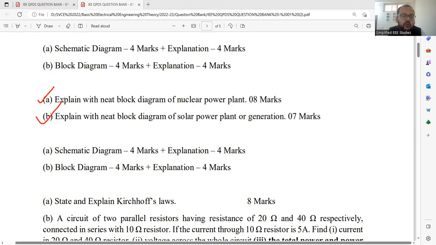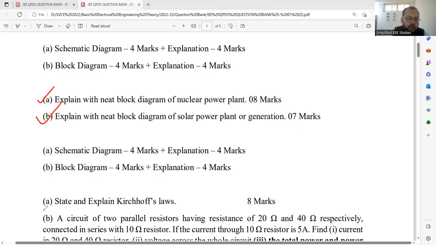If you want to draw the block diagram of a solar photovoltaic system, you have to mention the solar panel, power electronic interface, then load. If it is standalone, you have to mention the battery. If it is grid connected, there is no need to mention the battery; you can directly connect it to the grid. These are the things you have to mention about solar photovoltaic. If you want to mention solar thermal, you can mention the collector and concentrator, and how the solar energy is converted into useful heat.